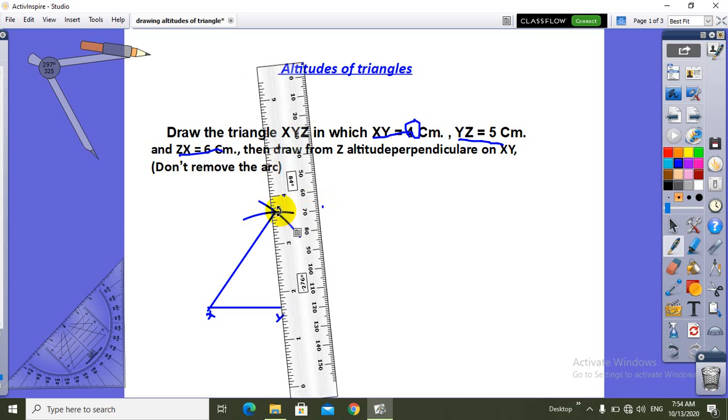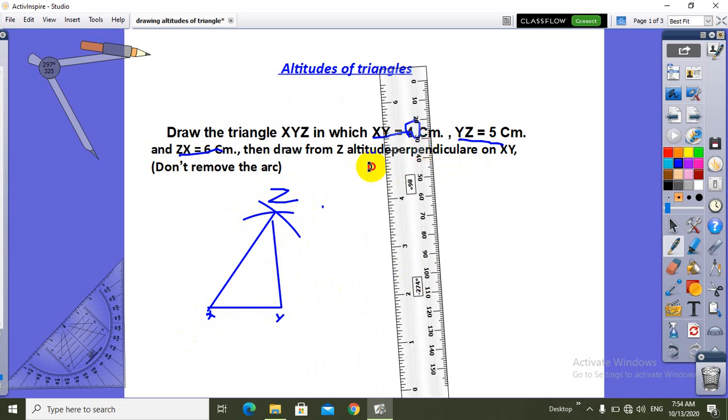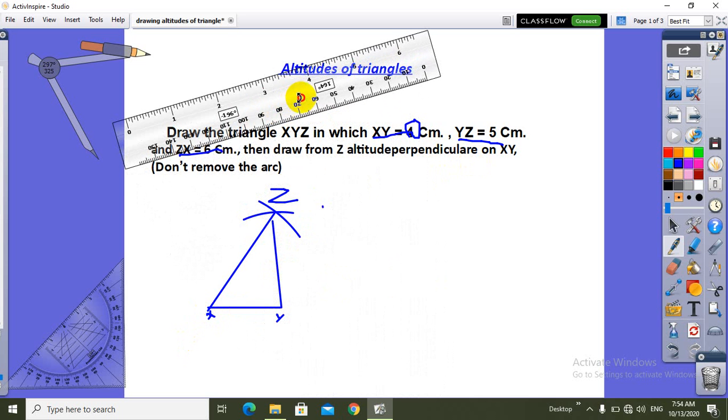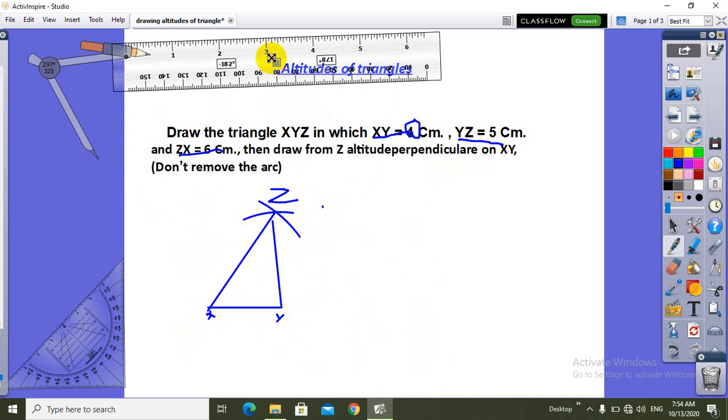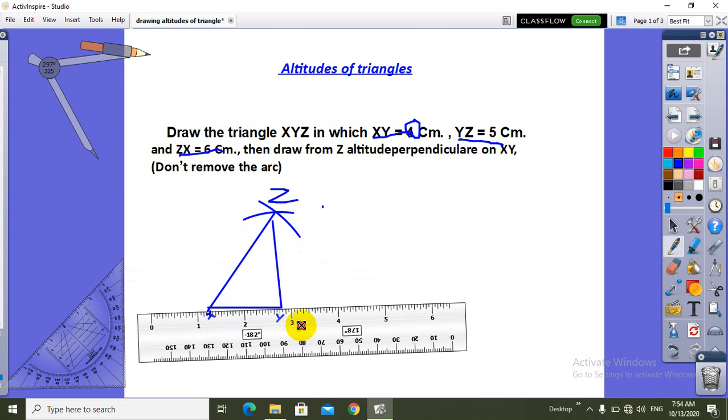Now I am ready to draw the third side of this triangle. Then we have X, Y, Z. This is the triangle. I want now to draw the altitude by using the ruler, putting it on XY, and from Z I will draw the altitude perpendicular on XY.